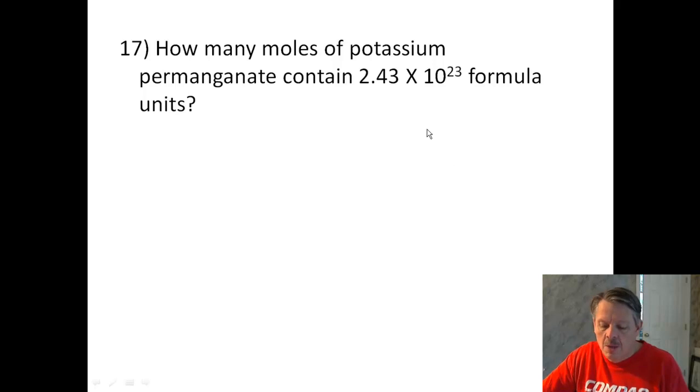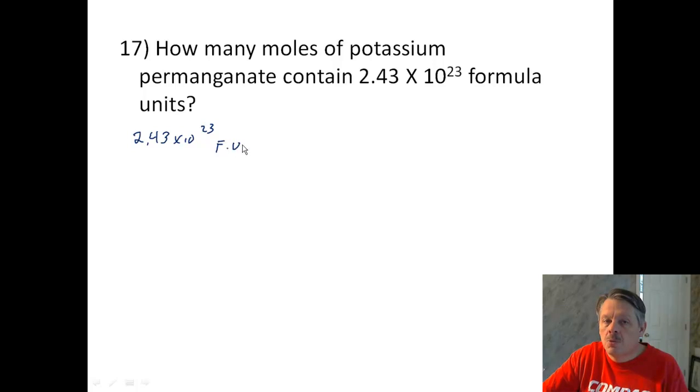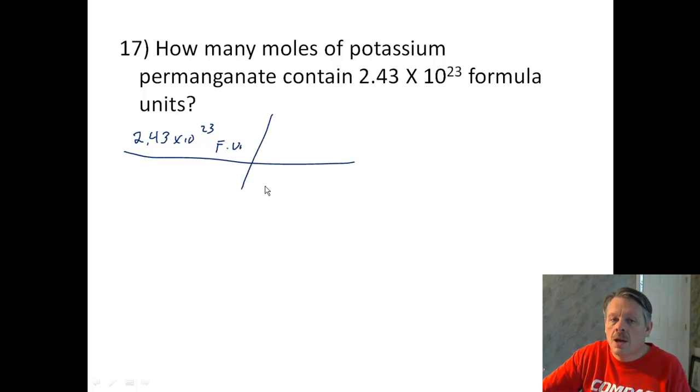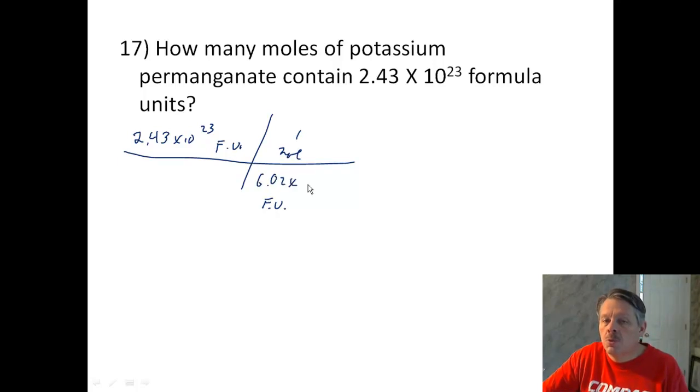17. How many moles of potassium permanganate, we're back to that one again, would contain this many formula units? Don't need to worry about the mass here. So you always start with the information you're given, which is 2.43 times 10 to the 23rd formula units. And I want to get rid of formula units, and I'm going to moles. It's always 1 mole, and the formula units are 6.02 times 10 to the 23rd, Avogadro's number. When I do the math, I come up with 0.404, or 0.04 moles of KMnO4.